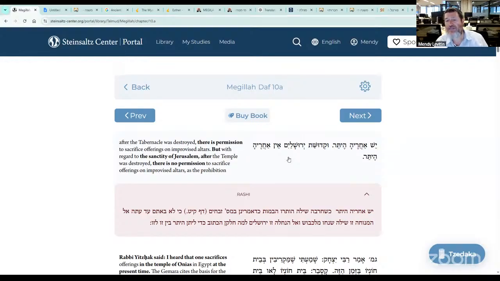It's not even so simple. That's a discussion. Can you sacrifice today where the altar is, or was when the temple stood? What kind of sanctification did Yerushalayim have? So here he's saying, Kedushas Yerushalayim Ein Chereh Heter.